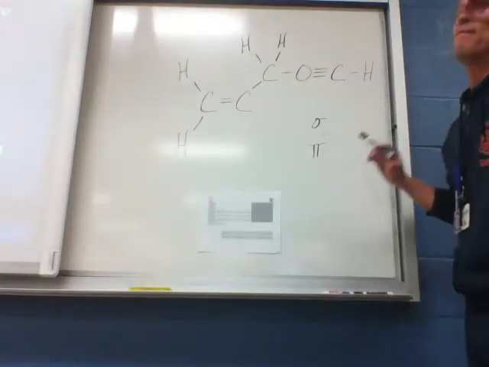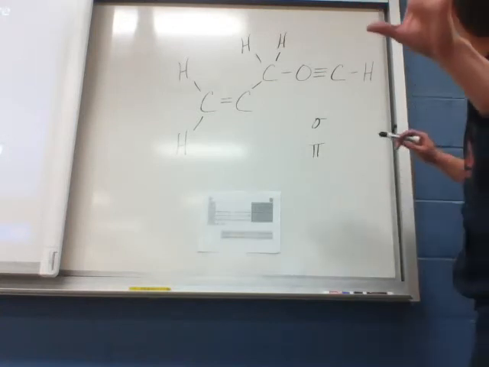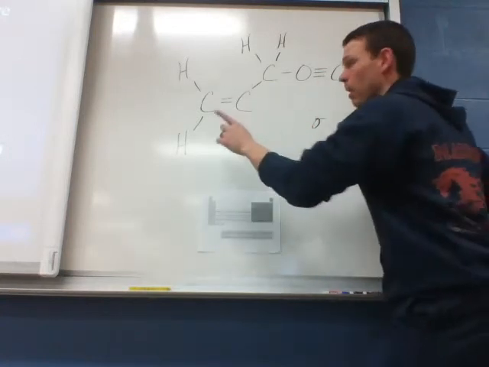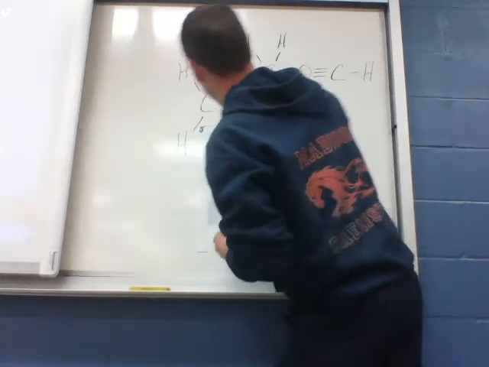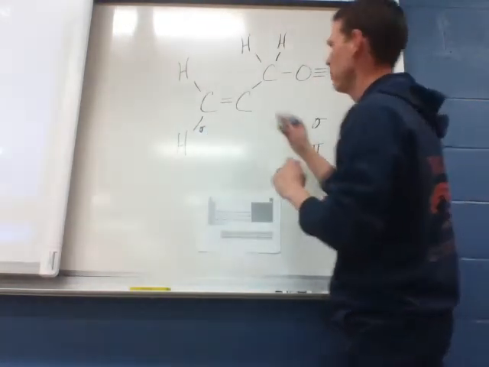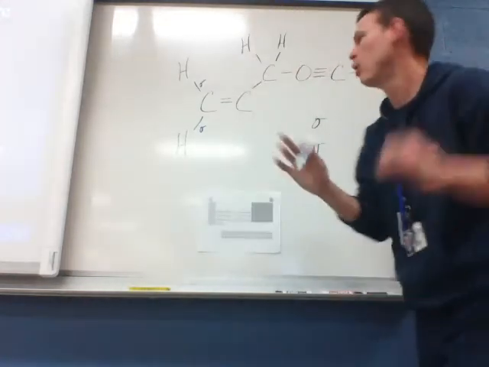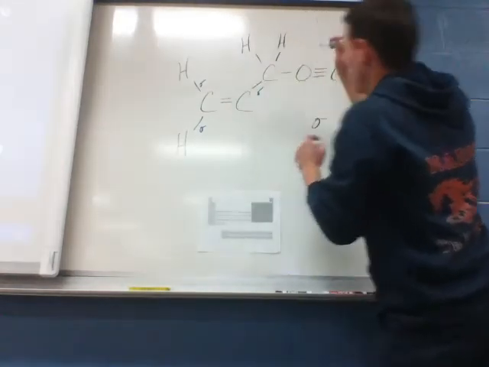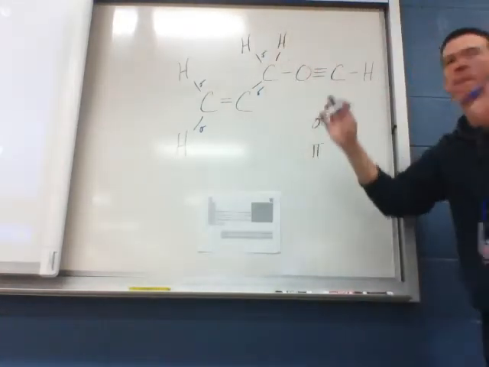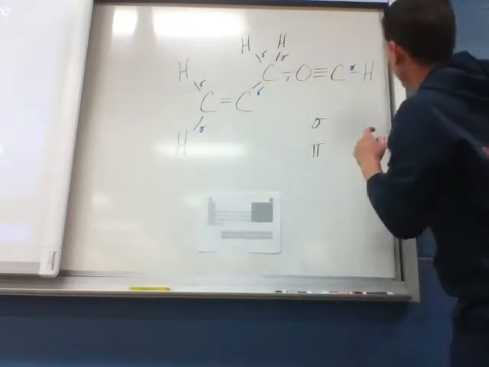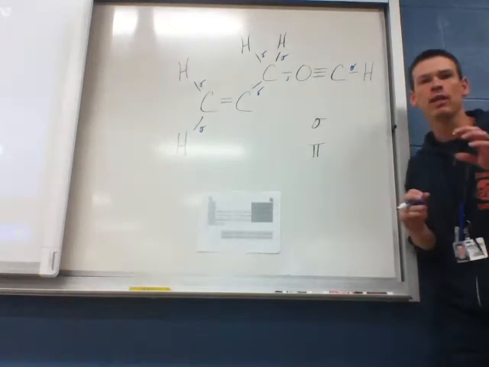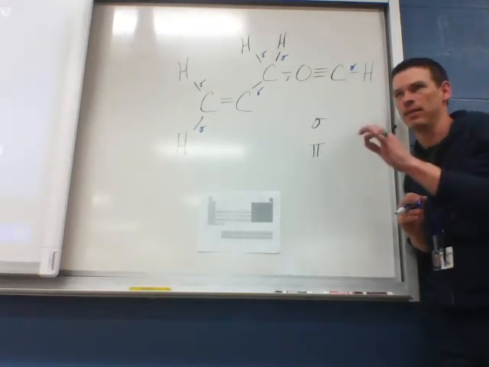Okay. I'm going to count sigmas. Here we go. Sigma. You can draw the next one. Just watch. Sigma. Sigma. All single bonds are sigma. I'm going to skip him for now. Sigma. Sigma. All initial bonds are sigma. Sigma. Sigma. I'm going to skip the triple for a second. Sigma. So right away, you can assume that all single bonds are sigma.